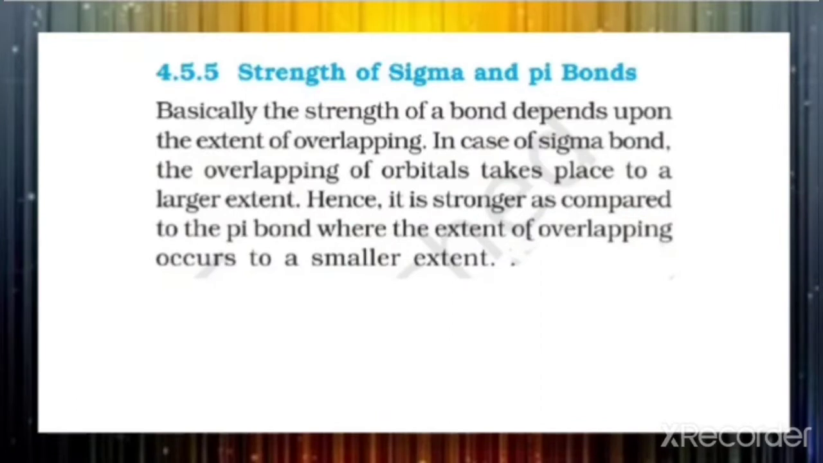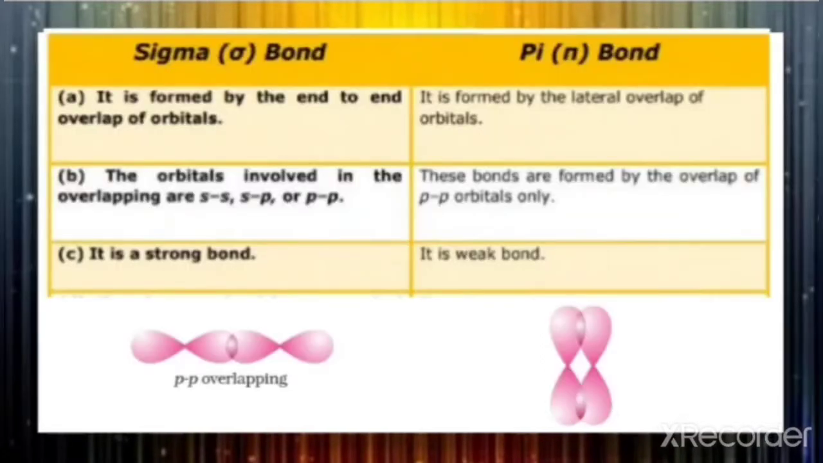When we talk about the strength of sigma and pi bonds, the strength depends upon the extent of overlapping. In the case of a sigma bond, there is a greater extent of overlapping, therefore the sigma bond is stronger compared to the pi bond. In the pi bond, the extent of overlapping is smaller. So the sigma bond is stronger than the pi bond. Here the overlapping of half-filled orbitals takes place, and this overlapping results in the formation of a bond. So that is about sigma bond and pi bond.